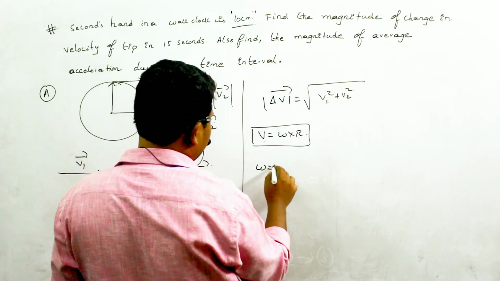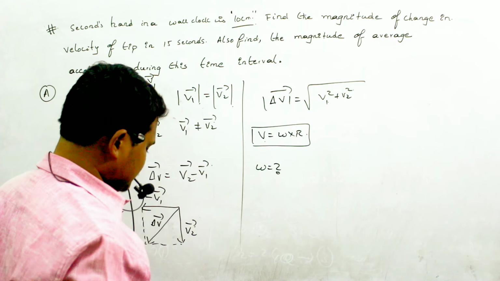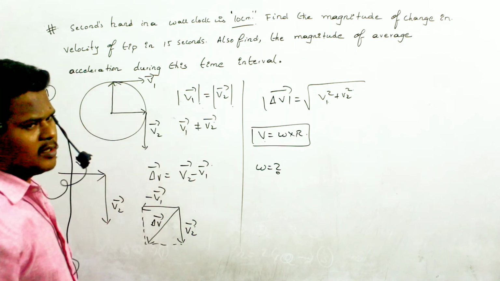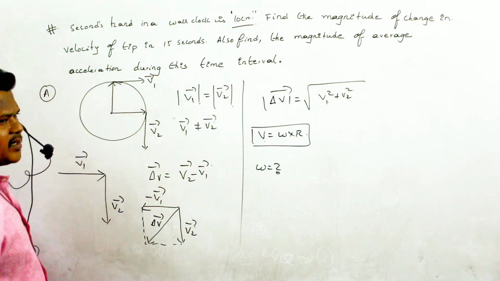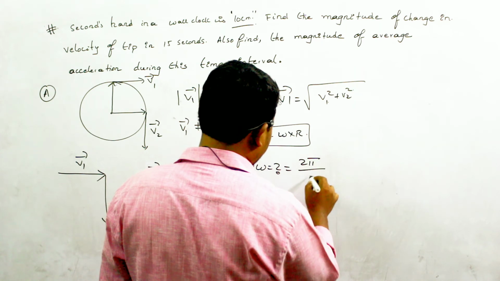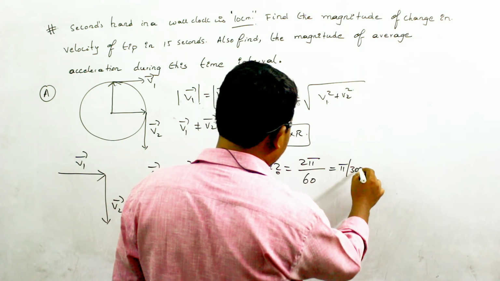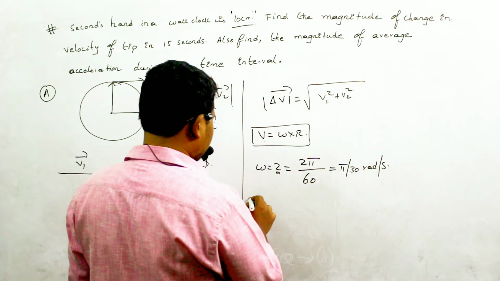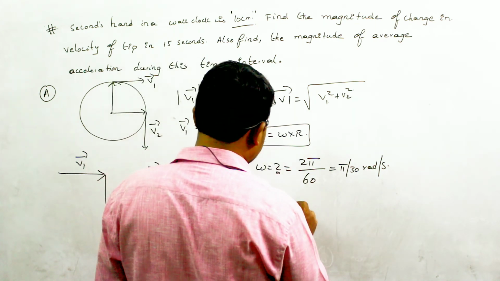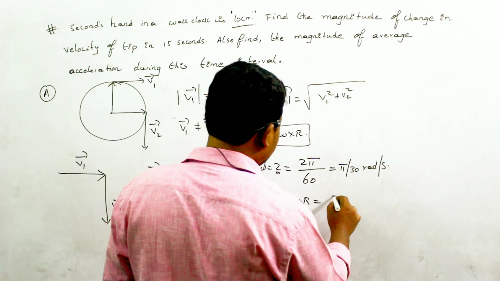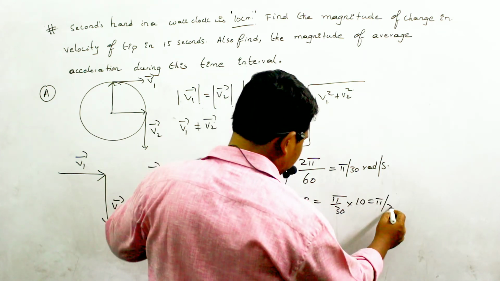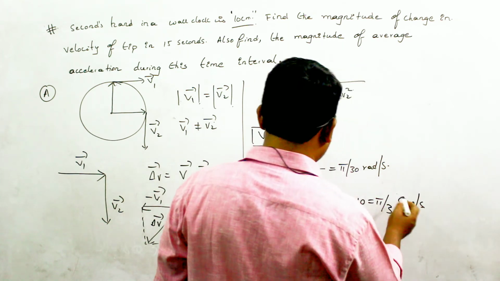Then what about omega? Angular velocity, is it given? Yes, angular velocity is definitely given, because this seconds hand will complete a total of 360 degrees of rotation, or cover 2 pi radians, in a time of 60 seconds. So I can write angular velocity omega is equal to 2 pi radians in 60 seconds, which is pi by 30 radians per second. Therefore the speed of the tip of this seconds hand can be written as v is equal to omega into r. Omega is pi by 30 and radius is 10. So this is equal to pi by 3 centimeters per second. This is the velocity which I got.